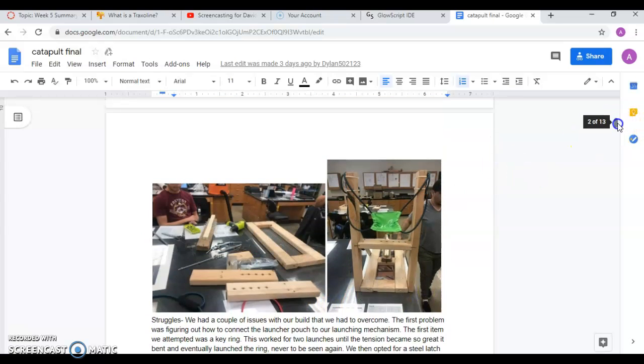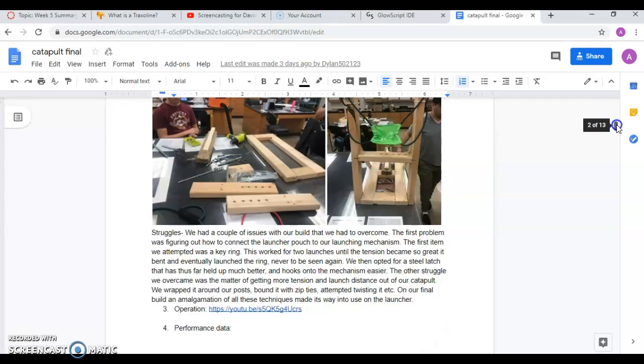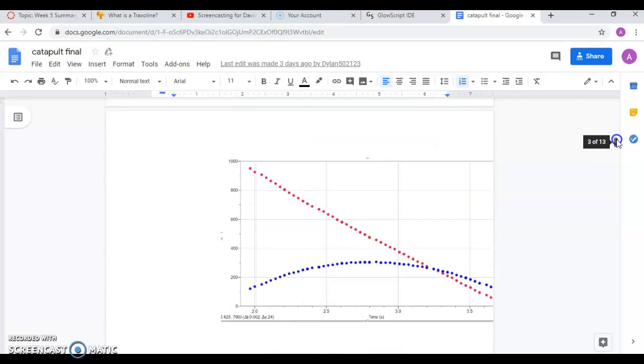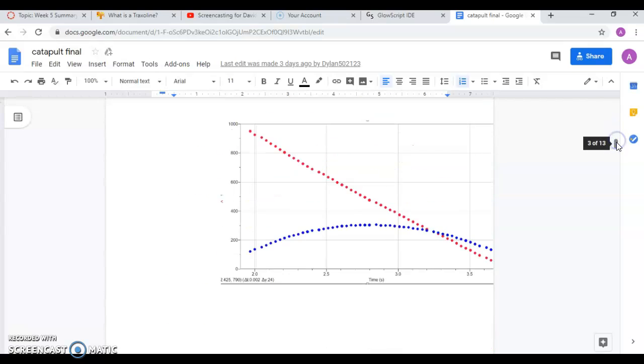And these are the two pictures from early in the build and late in the build. Right here, late in the build. This is early in the build. If we go farther down, we can see all of our graphs and our charts.